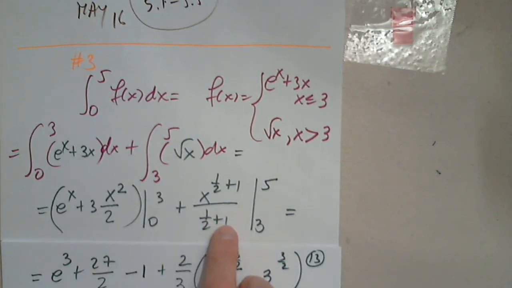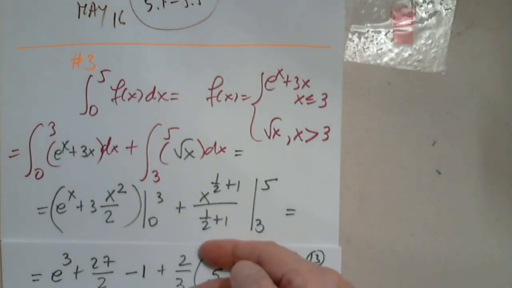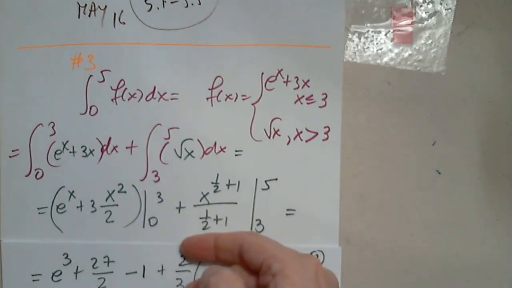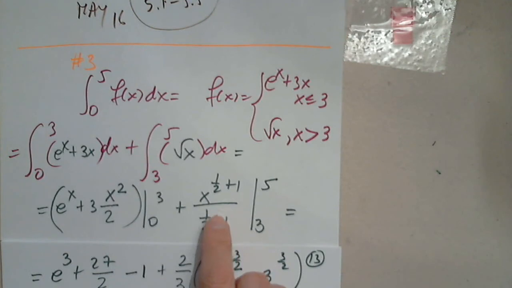So 1/2 plus 1 is 3/2. So 3 over 2 gets changed into 2 over 3. Every time I divide by a fraction, I multiply by the multiplicative inverse. So this is 3 over 2, 2 over 3. Then when I plug in 5, I get 5 raised to 3/2. And then minus, when I plug in 3, 3 raised to 3/2. Thank you very much.